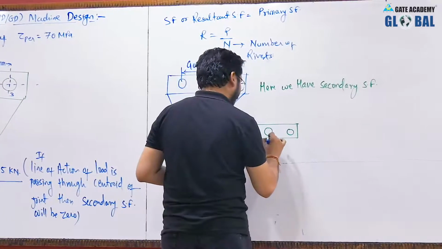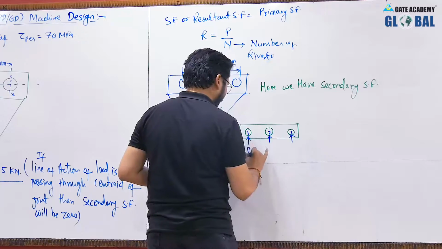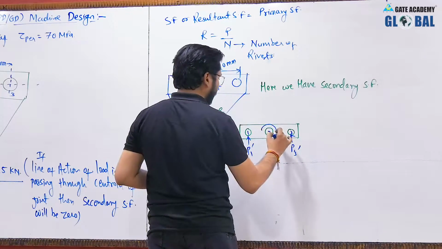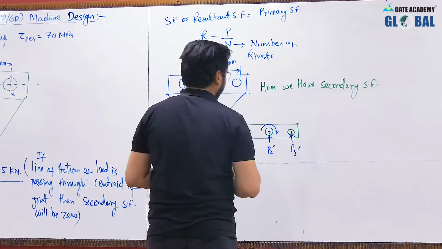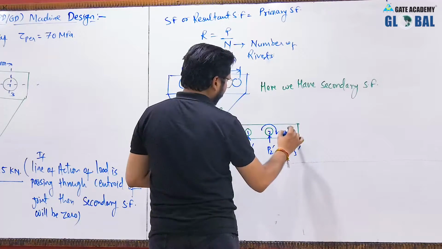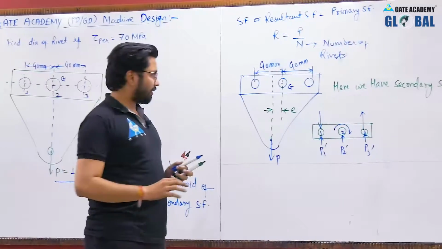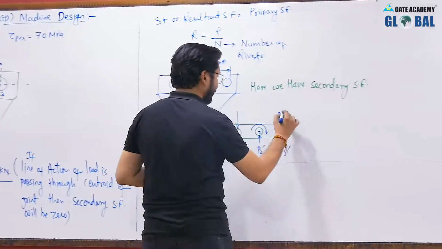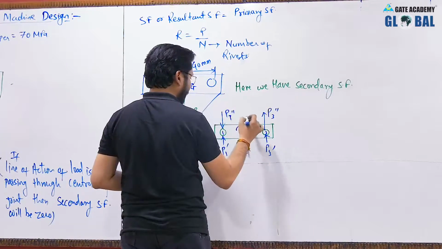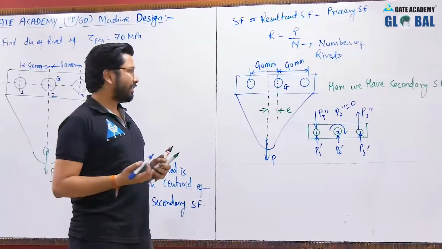Okay, so these will be the primary shear forces. Let us say this is 1, 2, 3. So this is P1 dash, this is P2 dash, this is P3 dash. And this is the sense of rotation. Now this will be the direction of the primary and secondary shear forces. This will be the secondary shear force P3 double dash. This will be P1 double dash. Now P2 double dash will be 0.